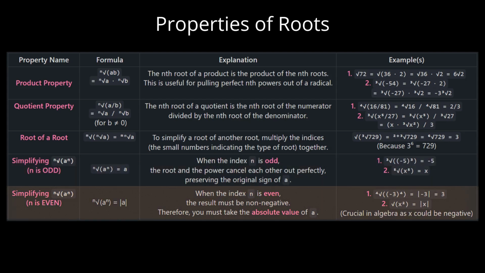However, when the index n is even, there's a catch. The result of an even root can't be negative. To guarantee this, we must take the absolute value. For instance, the fourth root of -3 to the fourth power: the root and the power cancel, but because the index 4 is even, our answer is the absolute value of -3, which is +3. This is a vital rule, especially in algebra, where x in the expression square root of x squared could be a negative number. The correct simplification is always the absolute value of x.